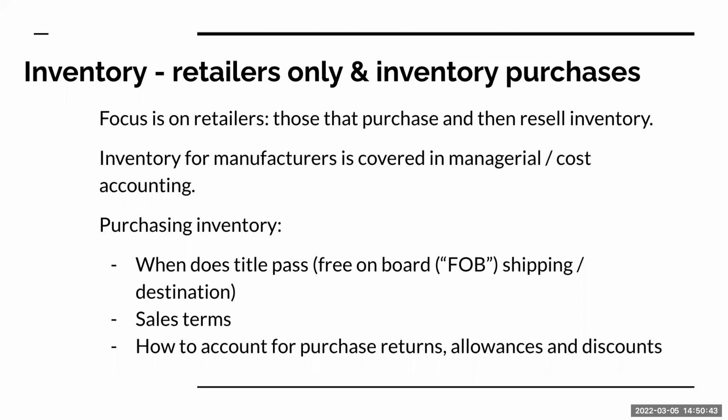But over here, when we purchase inventory, what we're going to be exploring is when does the title pass? And when we're talking about title passing, we're going to be looking at a term called free on board. We're going to look at that either being shipping or destination. We're also going to look at terms. So we're going to learn about if the customer pays within a certain number of days, we're going to be giving them a discount. We're going to learn how those work. We're going to be learning how to account for purchase returns, allowances, and discounts.